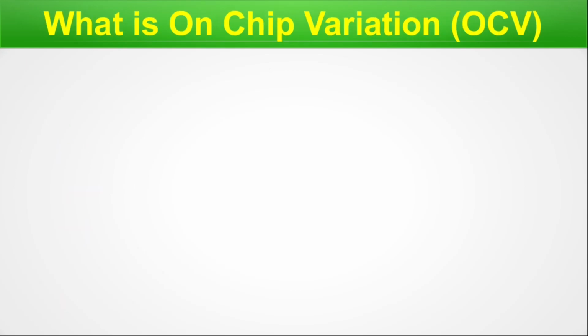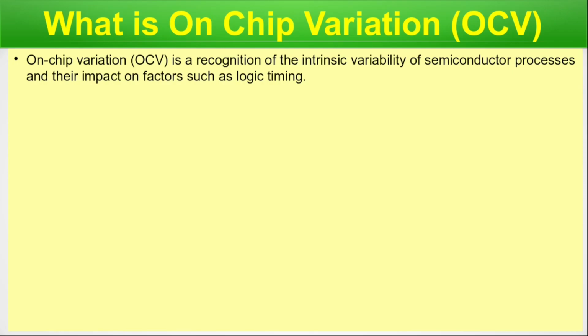What is on-chip variation? Before going any further, I would like to say that in POCV, the last three letters are OCV. So I have kept this slide, although a similar slide was already there in the STA series, specifically here to reiterate the facts on OCV. Now what is on-chip variation? On-chip variation is recognition of intrinsic variability of semiconductor processes and their impact on factors such as logic timing. So this is a kind of dictionary definition of on-chip variation.